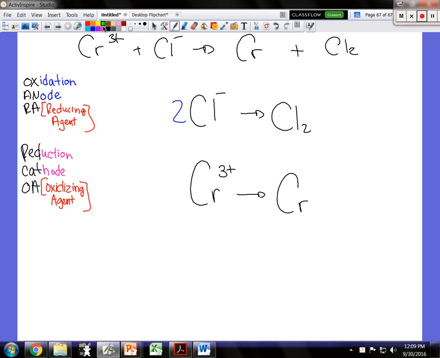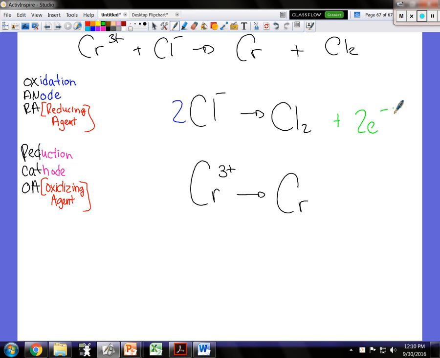So let's think about this. Currently, what is my charge on the reactant side of the chlorine? Negative 2. So how many electrons do I need to add to the product side to make that balance? Very good. So let's add 2 electrons. You with me? Because the charge over here is negative 2, and the Cl2 is neutral. You with me? Okay. All right. Let's go to the next half.